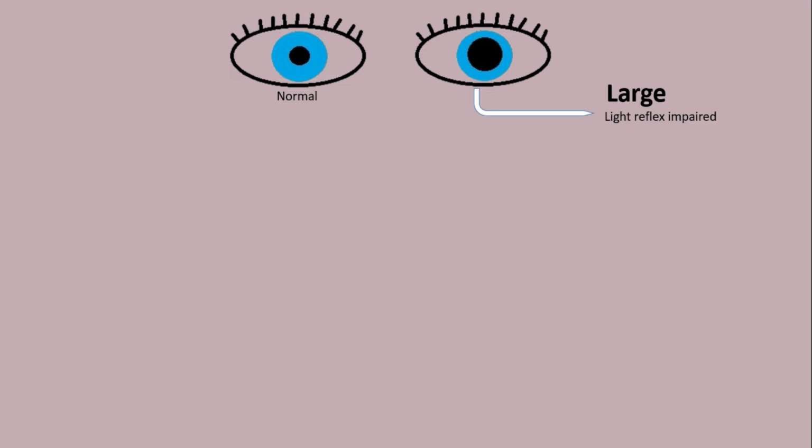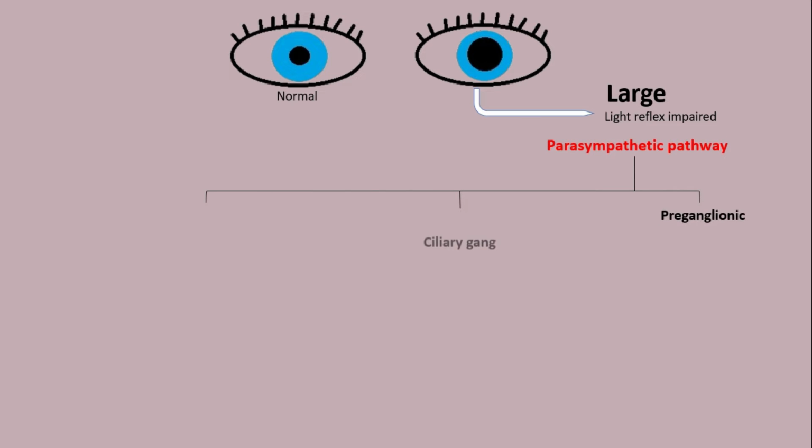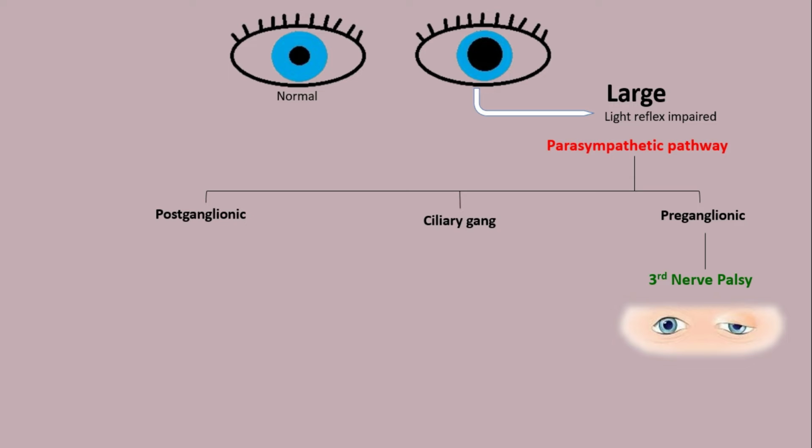normal. It is because of a lesion in the parasympathetic pathway of the affected eye, which fails to constrict the larger pupil. The lesion can be preganglionic, ganglionic or postganglionic. Preganglionic lesion is due to oculomotor nerve palsy, which is usually associated with ptosis.